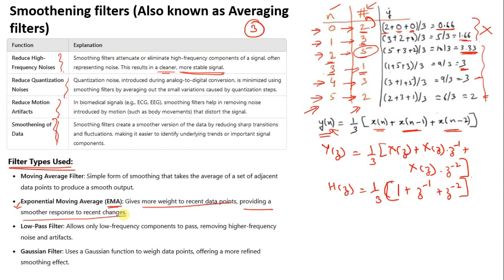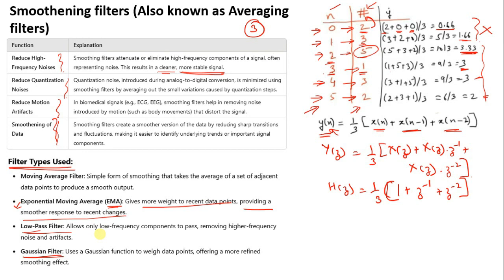Then I also told that the low pass filter, because it has a smoothing effect, is removing the high frequency noises. These are basically low pass filters. And lastly, we have the Gaussian filter. In the Gaussian filter, the filter coefficient values should be in a Gaussian way.